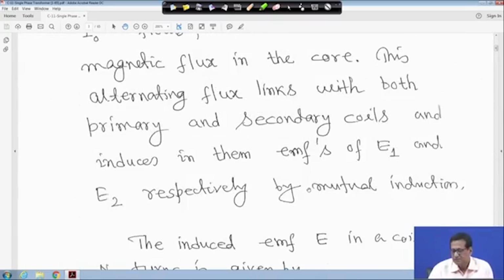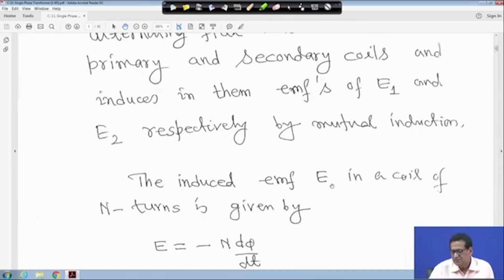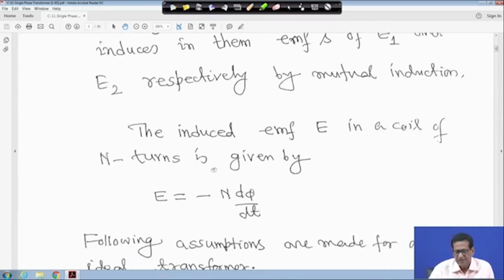The induced EMF E in a coil with n turns is given by E is equal to minus n d phi by dt. From Faraday's law, the induced voltage is n d phi by dt, and Lenz's law will give you the direction of the EMF.